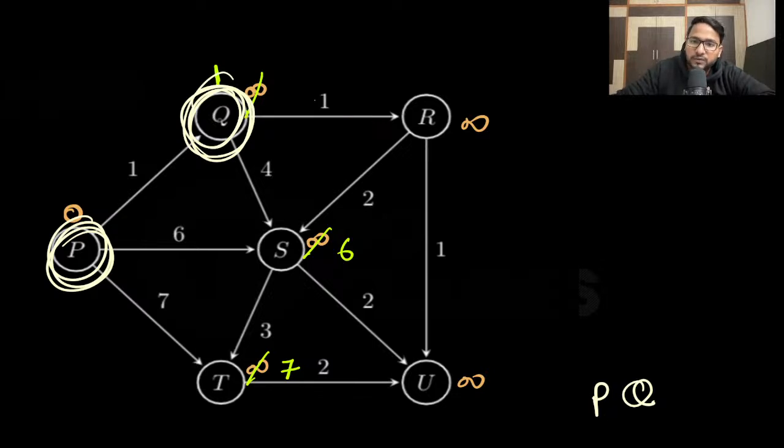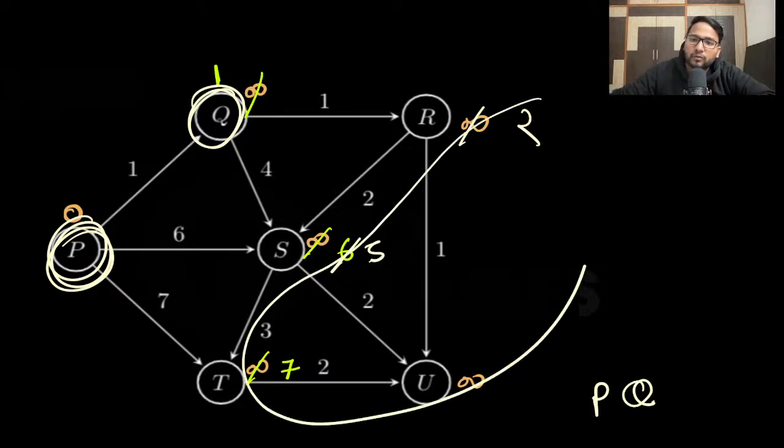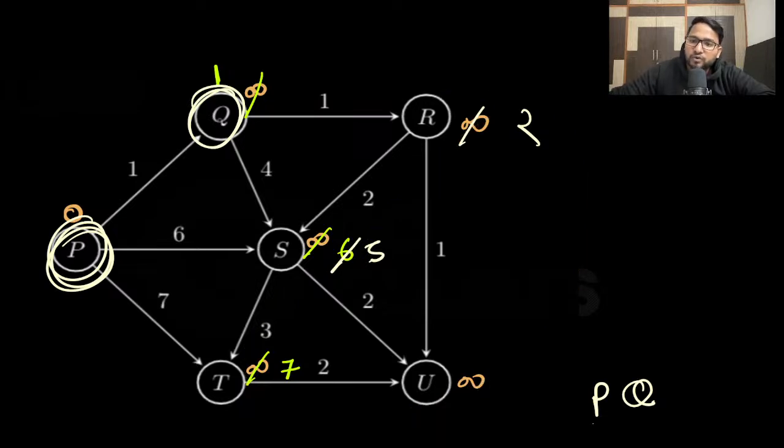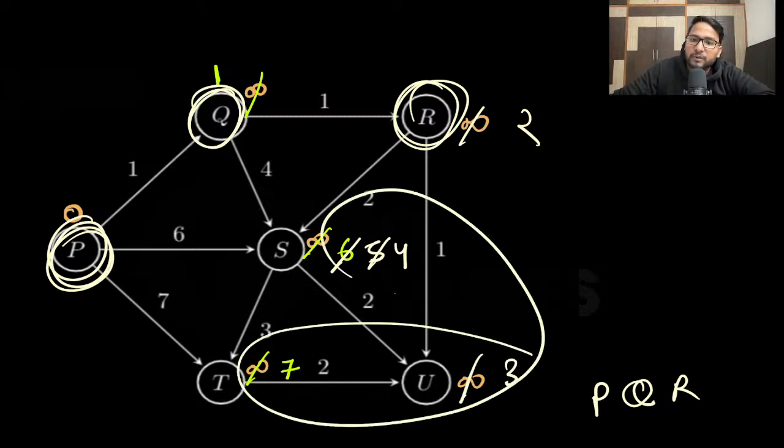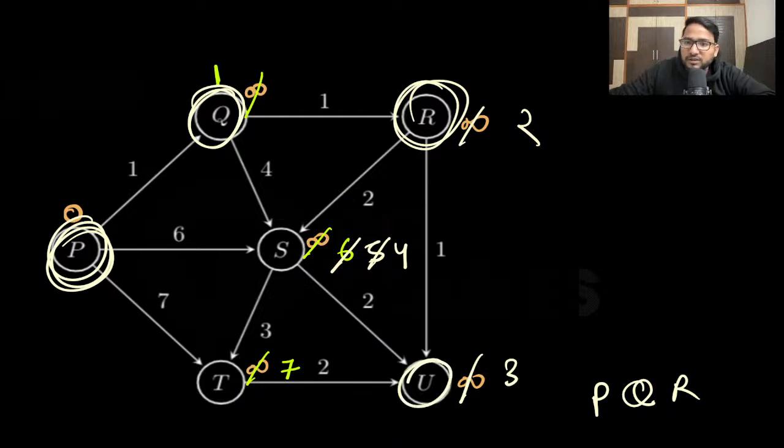So this was 1. So this is 1 plus 1, 2. This is 1 plus 4, 5, right? Now what is minimum among all this: 2, 5, 7, and infinity? I think 2 is minimum. So you pick this R, you explore all outgoing edges. So this is 2 plus 2, it is 4, right? This is 2 plus 1, this is 3. Now among this 3, 7, and 4, which is minimum? I think this 3 is minimum. You pick this U, explore all the outgoing edges. There is no outgoing edge, don't worry about it.